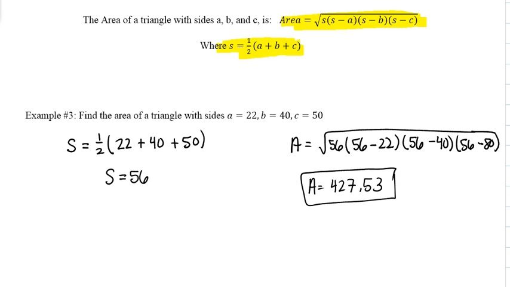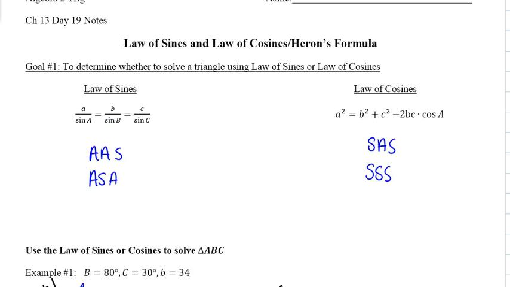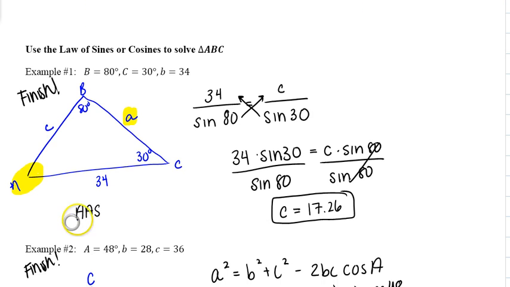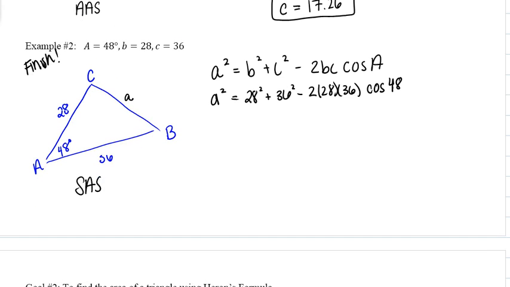So again, just to recap, we use law of sines with angle, angle, side, and law of cosines with side, angle, side, or side, side, side. So in example 1, we had angle, angle, side. I found C for you. I want you guys to find A, side A and angle A. And then example 2, I just started briefly using law of cosines because it was side, angle, side. And you're also going to finish. We need side A, angle C, and angle B.